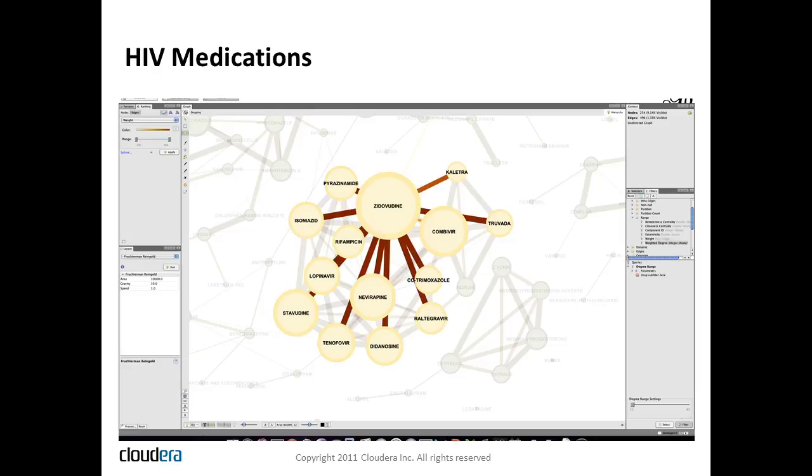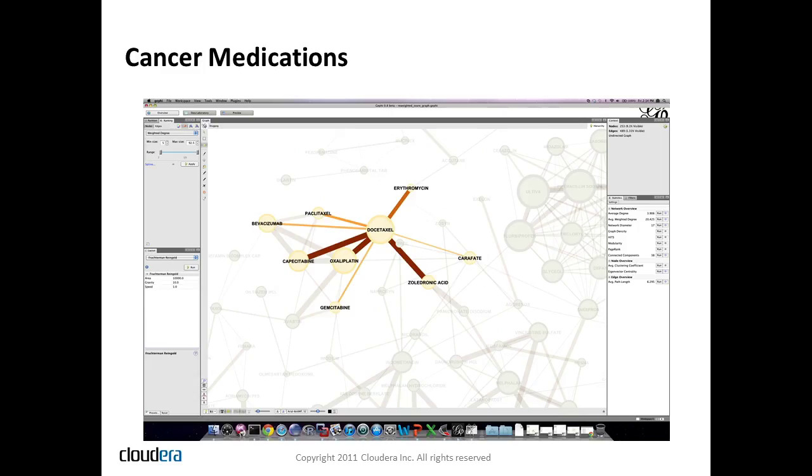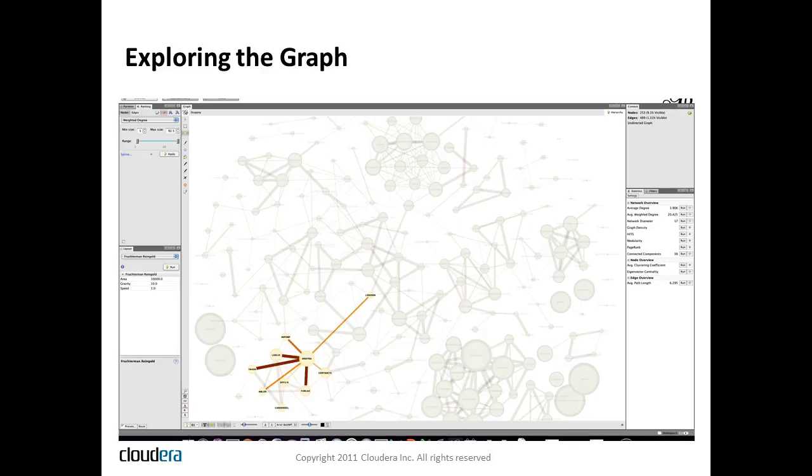You drill in a little bit, you see down here, here's an HIV cluster. Unsurprising that these drugs interact with one another. They're prescribed a lot, and they've got a bunch of side effects. Up here, we see breast cancer and prostate cancer drug interactions. Again, unsurprising, prescribed together all the time. But if you know graphs, what's really interesting isn't individual clusters, it's connectivity. So let's look at connections between the graphs.